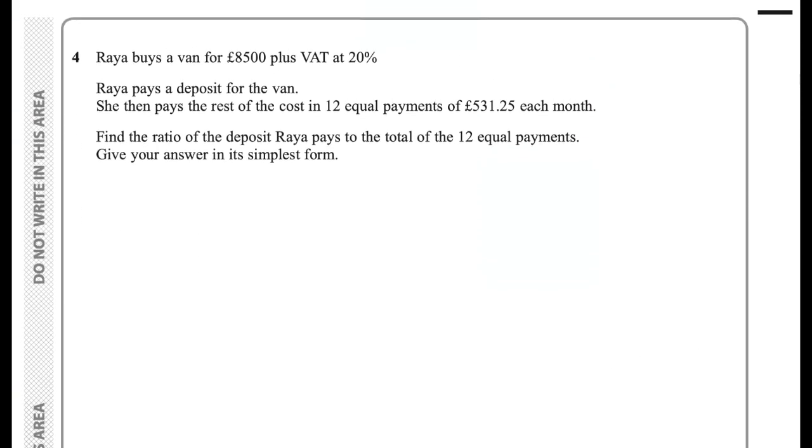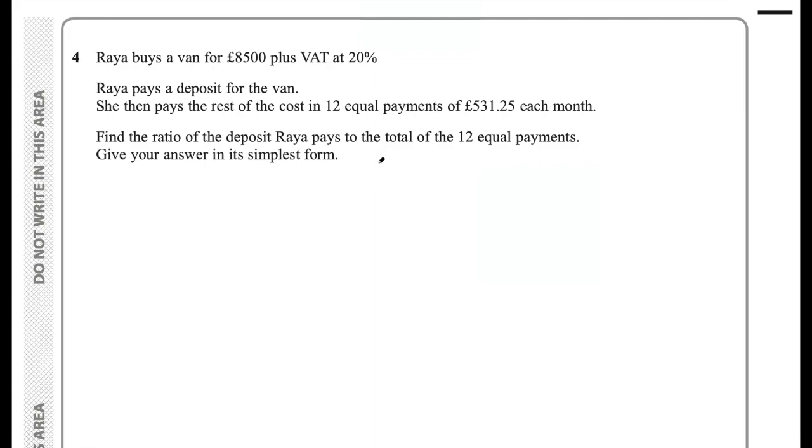On to question 4. Question 4 says Raya buys a van for £8,500 plus VAT at 20%. Raya pays a deposit for the van. She then pays the rest of the cost in 12 equal payments of £531.25 each month. Find the ratio of the deposit Raya pays to the total of the 12 equal payments. Give your answer in its simplest form.